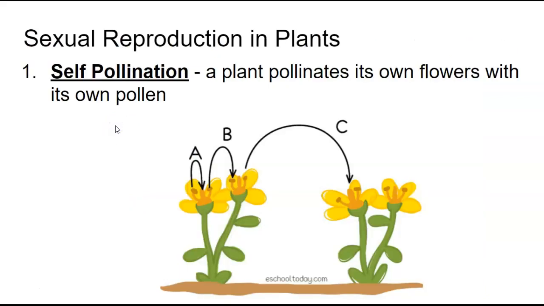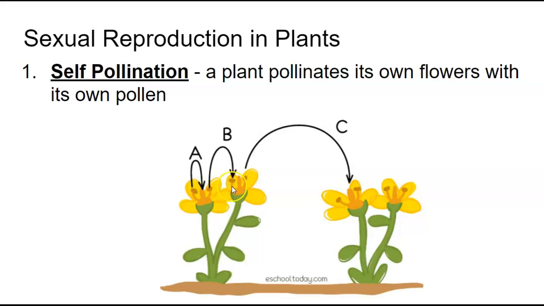Now let's talk about sexual reproduction. How do we combine genetic material from two different plants? One way is self-pollination. So a plant pollinates its own flowers with pollen. You can see letter A here. It's showing the pollen from its own plant landing on what we'll learn is the stigma, but landing on the same plant. Pollen from its own flower, landing on the same.